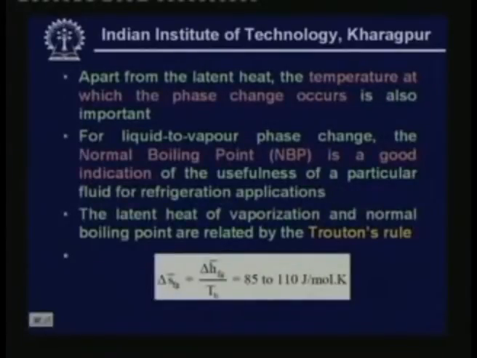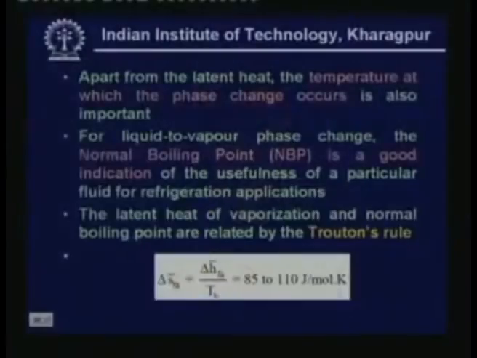Apart from the latent heat, the temperature at which the phase change occurs is also important, because ultimately we have to produce low temperatures. So the amount of heat that is transferred is important. In addition to that, the temperature at which heat is being transferred is very important. And for liquid to vapor phase change, the normal boiling point is a good indication of the usefulness of a particular fluid for refrigeration applications.